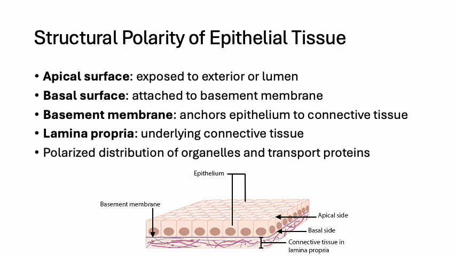Epithelial tissue is structurally polarized, meaning its cells have distinct sides with different functions. The apical surface faces either the outside of the body or the lumen of the internal passageways, and this is where absorption, secretion, or interaction with the environment occurs. The basal surface anchors the cell to the basement membrane, which secures the epithelium to the underlying connective tissue. Beneath this is the lamina propria, a connective tissue layer that provides structural support and routes for nutrients.